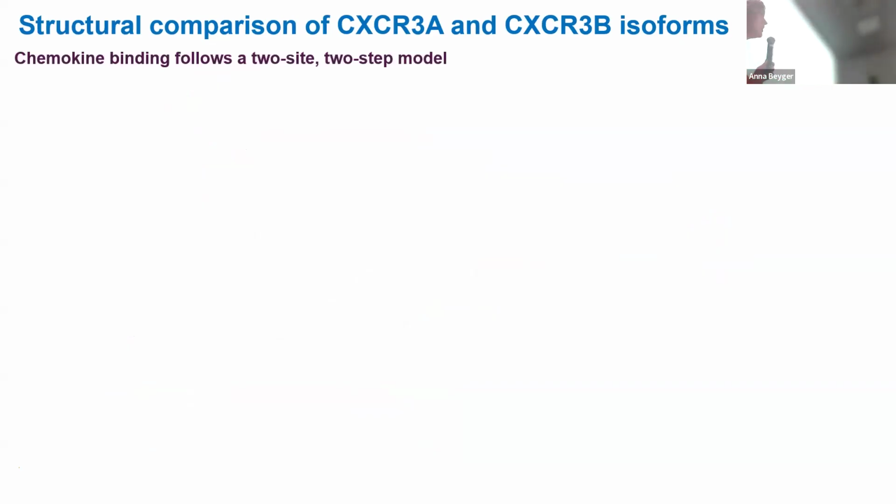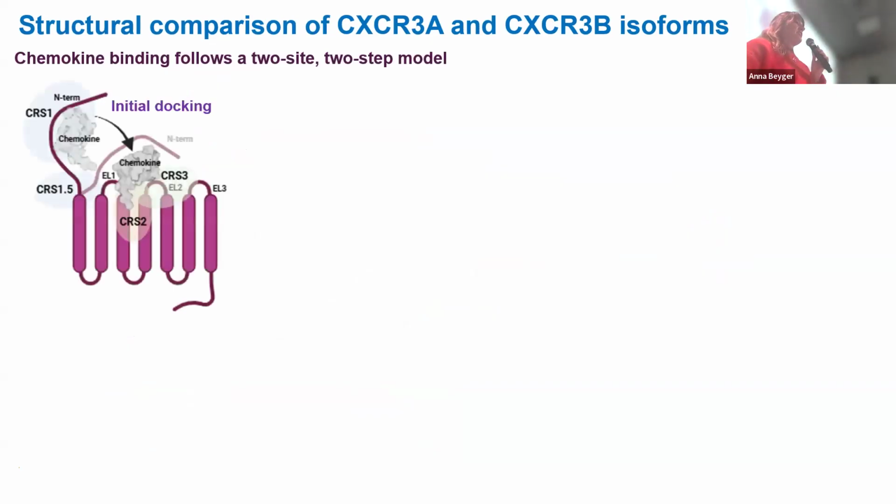So the next thing that we compared was more at the atomic level. Before I show all of the residues that we looked at, I want to quickly explain that chemokine binding is quite conserved among this receptor family, and it usually occurs with a two-step binding model. In this model, the chemokine is first recognized by the N-terminus. That is referred to as the initial docking and the recognition of the chemokine.